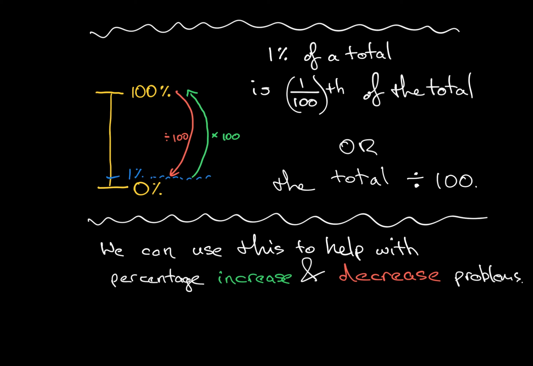In the diagram we've got here, we can see that 1% of a total is equal to 1/100th of the total. So we're looking at 100% and 1%. We know that to get from 100% to 1%, we need to divide by 100, or conversely, from 1% to 100, we need to multiply by 100. 1% of the total is 1/100th of the total. That's the meaning of percentage, really. We might also think of this as the total divided by 100. Now we can use this fundamental idea of percentages to help us with percentage increase and decrease problems.